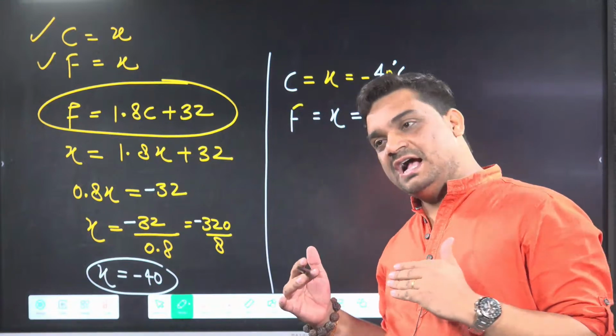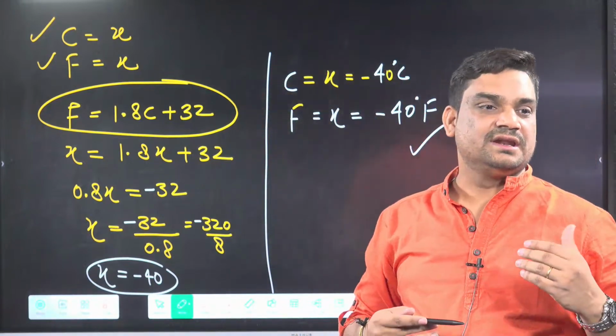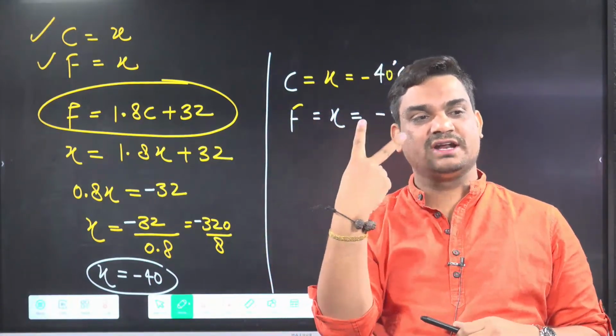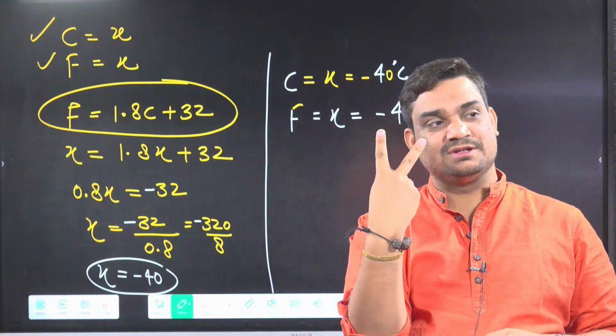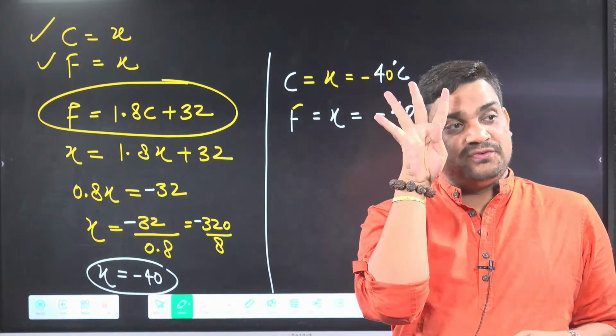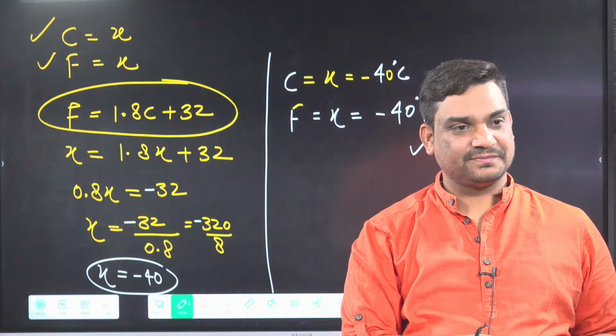So if I ask any other question, here I have given that both are same. Next question I will say: reading of Fahrenheit is twice of Celsius. Can we do this one also? Reading of Fahrenheit is 4 times of Celsius. Can we do that also?